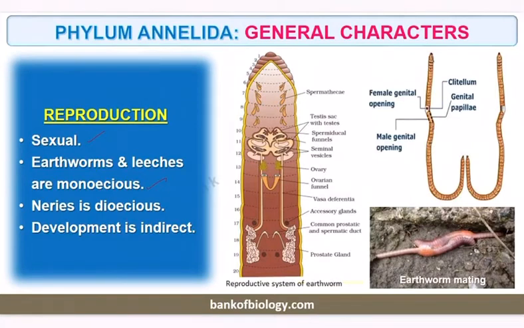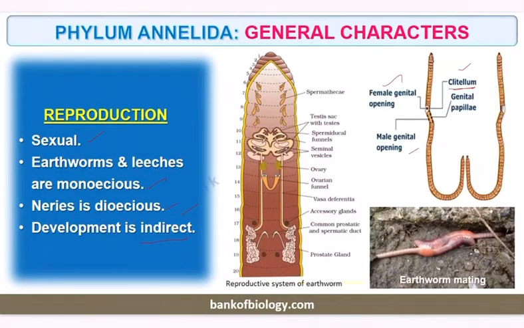That's why we say, since blood flows through the vessels, closed circulatory system. How about reproduction? Again, it's a positive sign. It is sexual reproduction. And earthworms and leeches are monoecious, that means they are hermaphrodites, whereas Nereis is dioecious. There's a male and female. Development is again indirect. There is maybe only one drawback point in this.